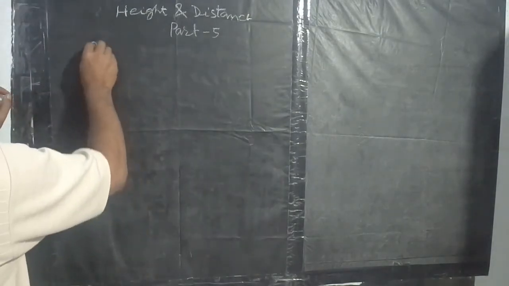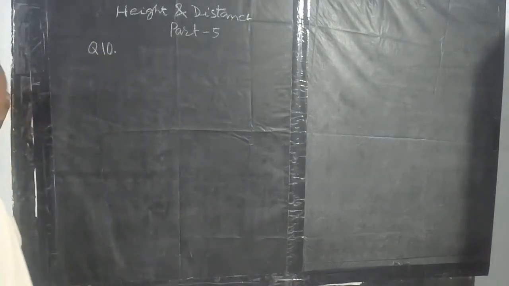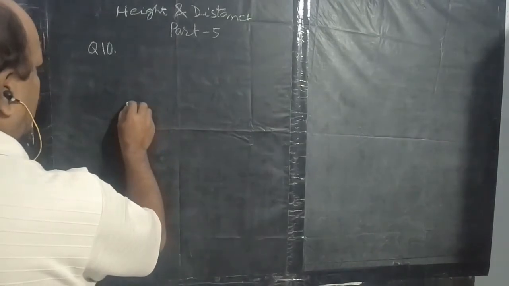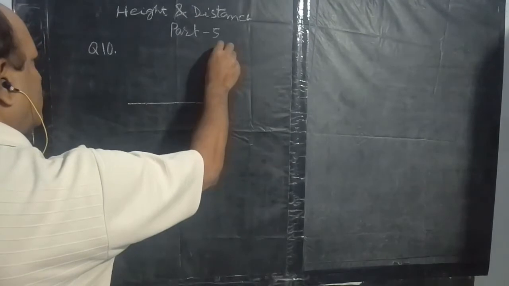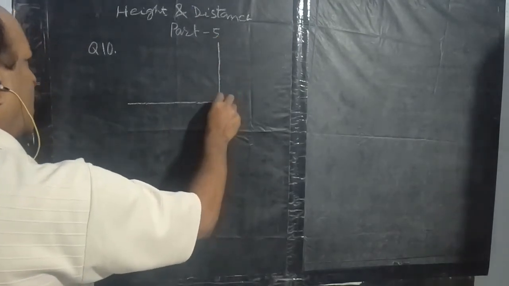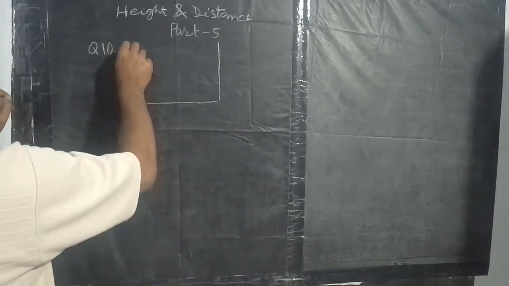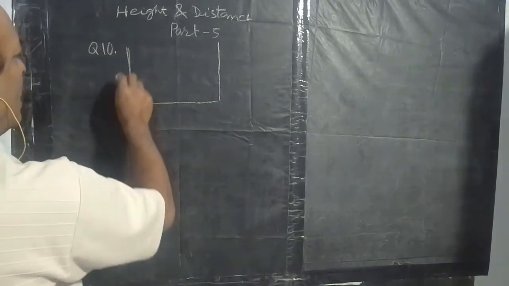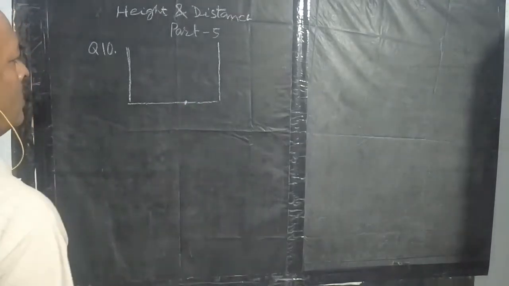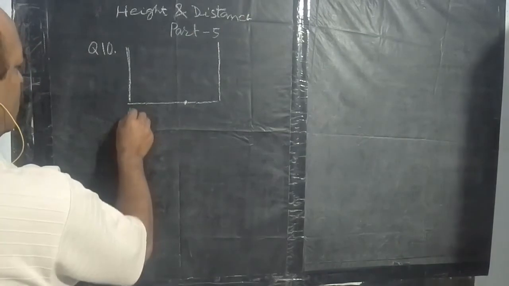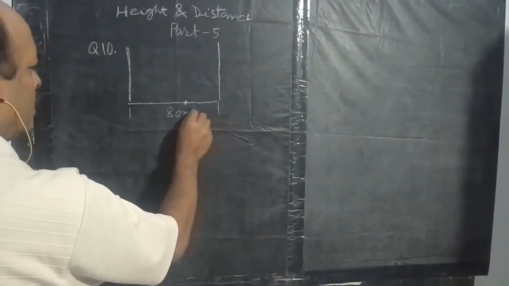Question number 10 is talking about two poles of identical height on either side of a road, and one man is standing somewhere in between on the road. The total road distance is 80 meters.